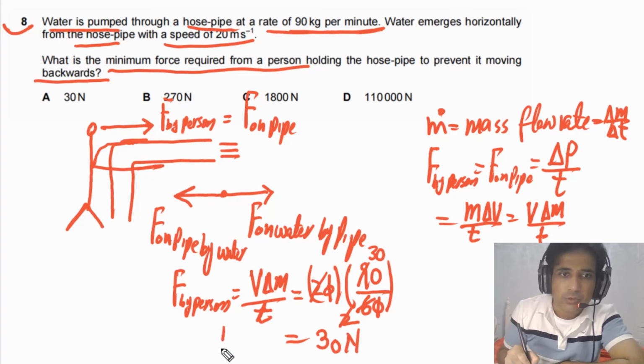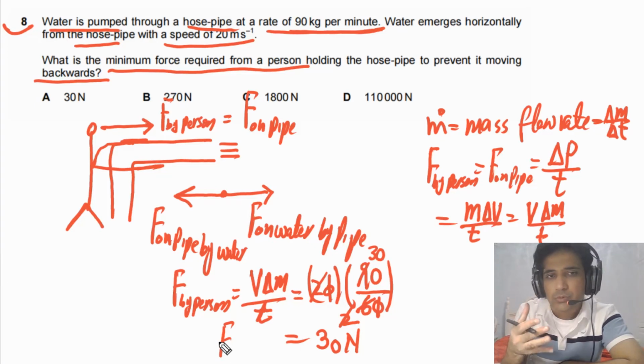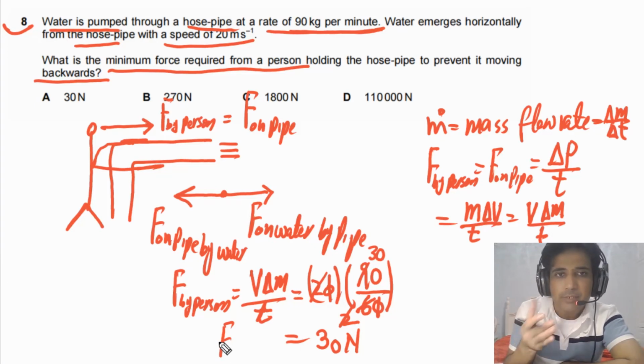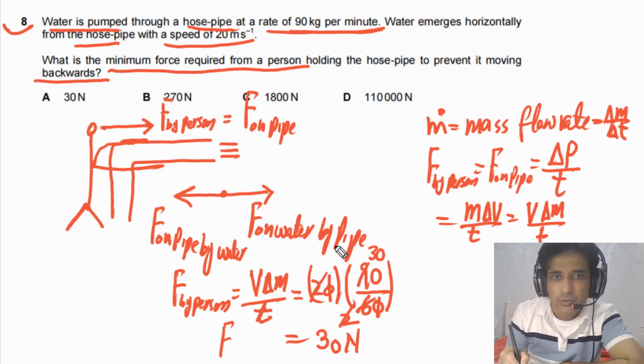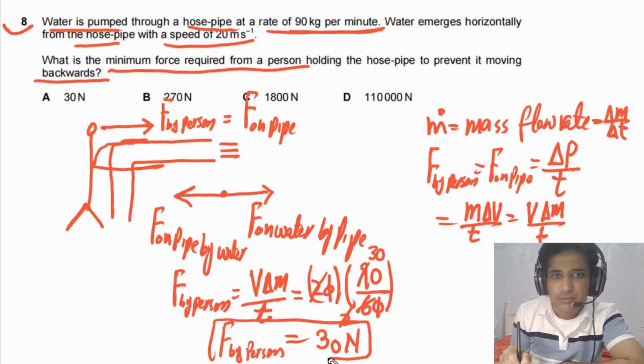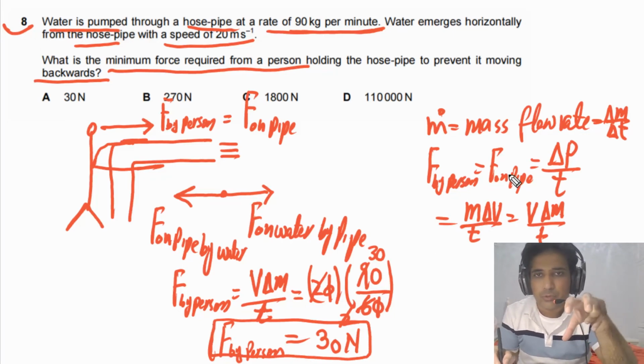So this is the force applied by person, and this force is also equal to the force on pipe but in the opposite direction, and this force is also equal to force on water by pipe. So this is how you can calculate force applied by person. So this is the answer. This is kind of a typical question. You need to understand resultant force is equal to rate of change of momentum.